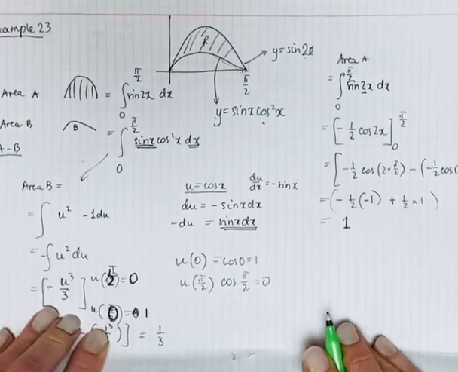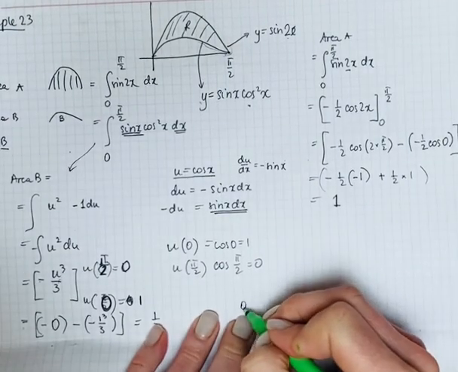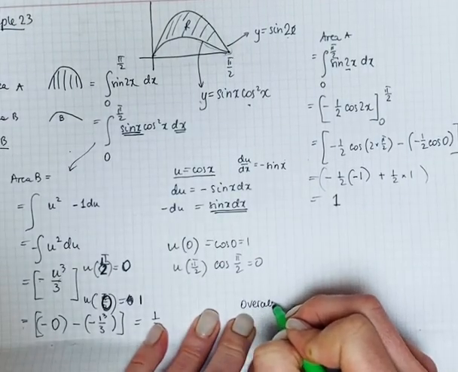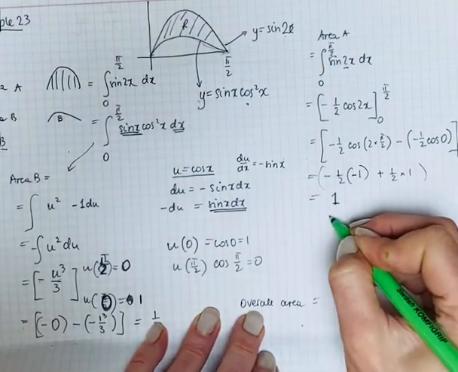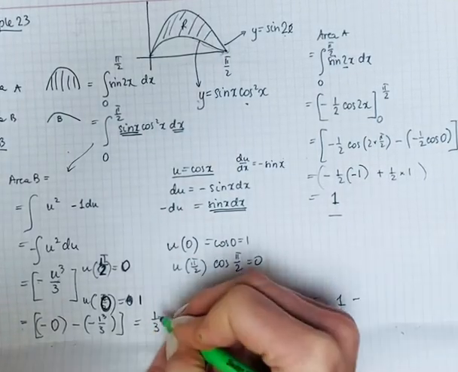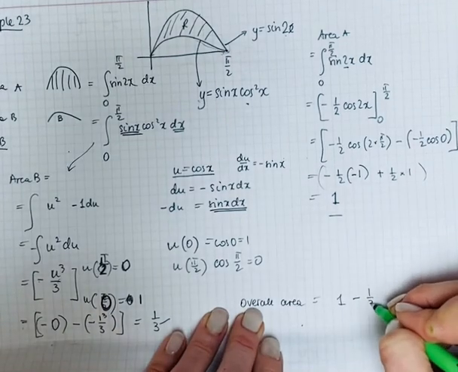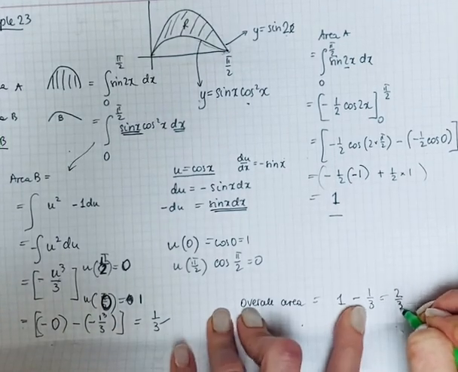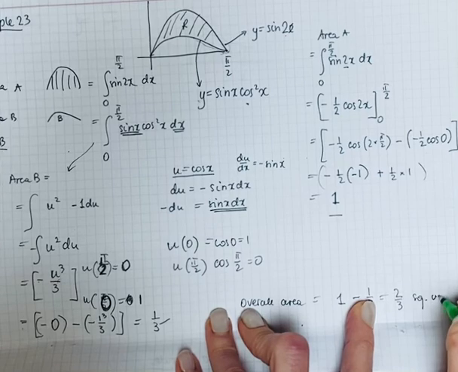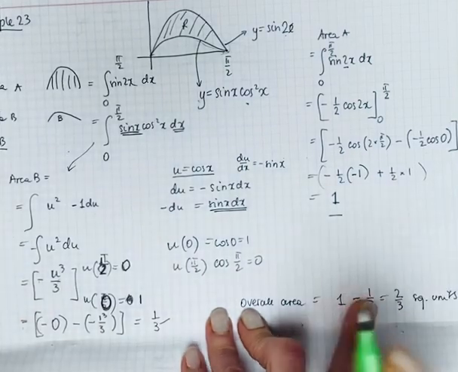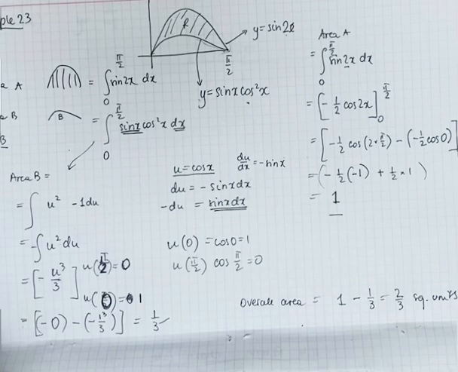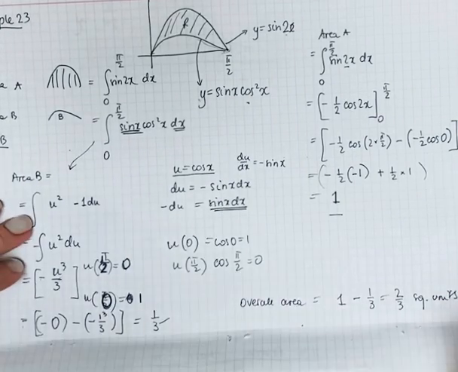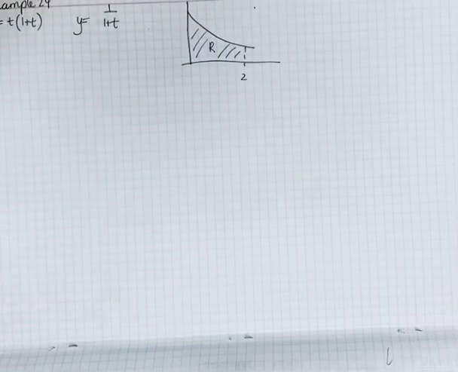So the overall area is going to be 1, that's your area A, minus area B. So it's 2/3 square units. Good, so now we've got one more example to go through.